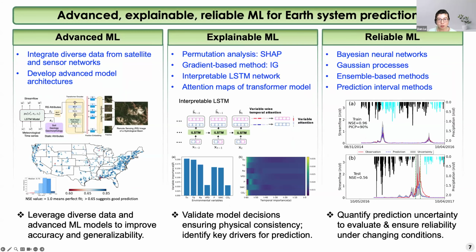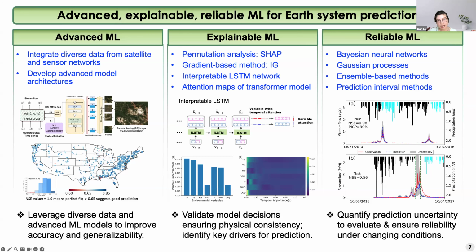Our research tackles these challenges by focusing on three interconnected areas. First, we integrate diverse datasets with advanced model architectures to enhance the prediction accuracy and improve the generalizability across different spatial and temporal scales. Second, we incorporate explainable AI techniques to validate the model decisions, ensure the physical consistency, and identify the key environmental drivers. This not only deepens our understanding, but also guides targeted data collection. Third, we quantify the prediction uncertainty to evaluate and ensure the reliability of machine learning predictions, even under changing environmental conditions.